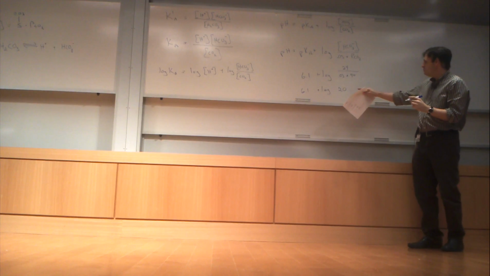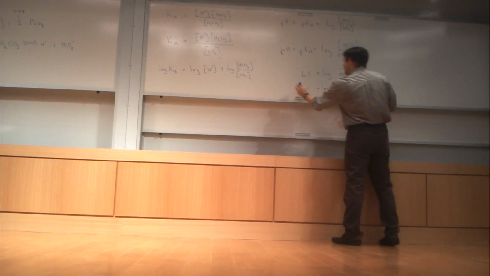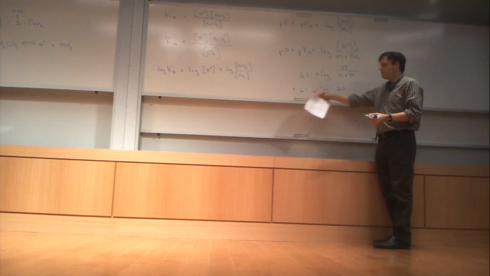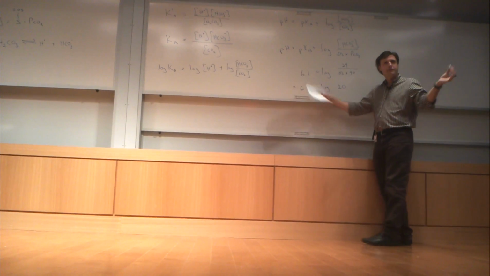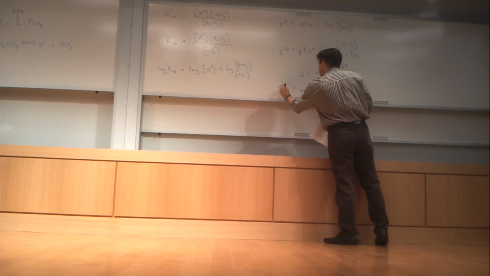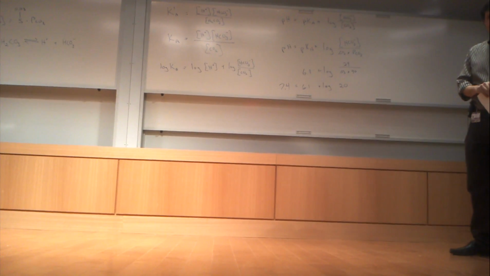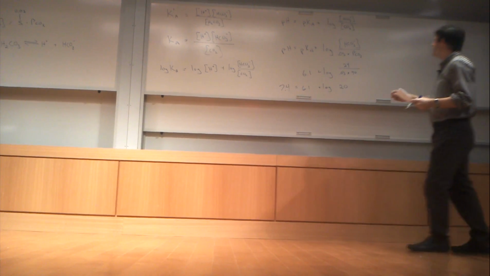I can't do logs in my head. I will tell you, though, that the log of 20 is 1.3. 1.3 plus 6.1 is 7.4. Okay, that's everyone sitting in the room right now. All right, let's get this out of the way for a moment.